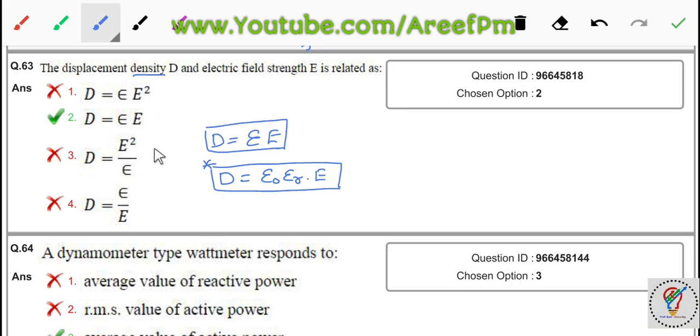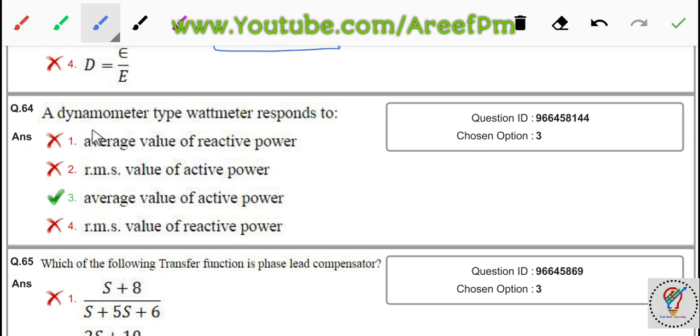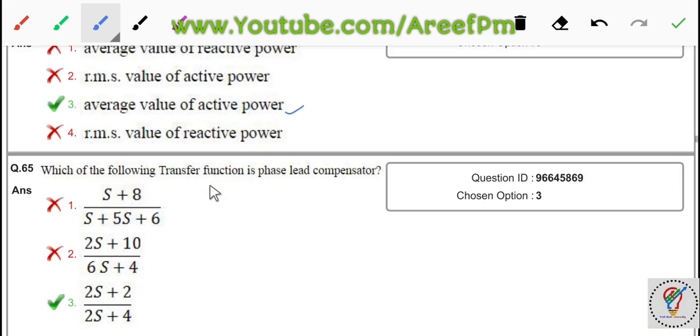Okay, next question. It's a theory question, from measurements. A dynamometer type wattmeter responds to? A dynamometer type wattmeter responds to the average value of active power only, so P is equal to VI into cos phi. Now the next question.